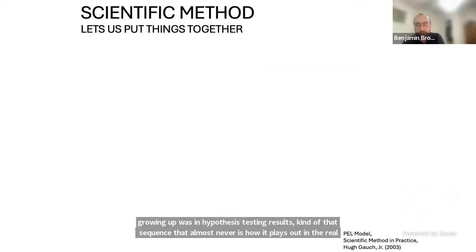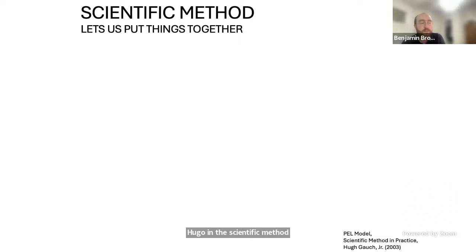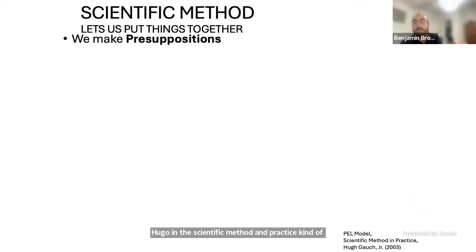And the scientific method comes into play when talking about this too. So I'm going to give a little run through a different conceptualization of the scientific method instead of the one that I learned growing up, which was hypothesis, testing, results, kind of that sequence. That almost never is how it plays out in the real world. Hugh Gao in the scientific method and practice kind of reframed it as what he calls the PEL model. And the PEL model has three major pieces.